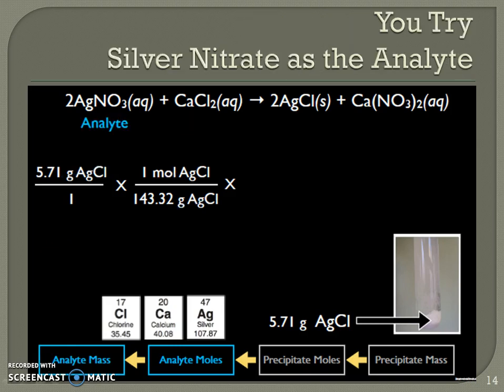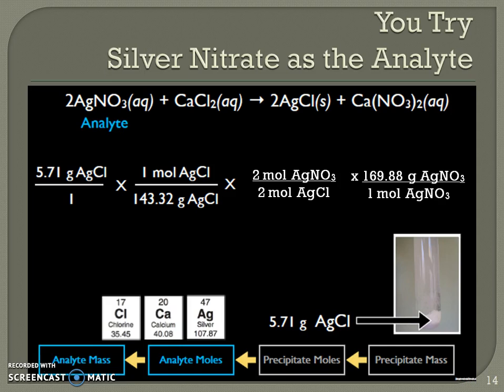Now, if you didn't already try the silver nitrate one as the analyte, you might want to give yourself an extra practice problem here with stoichiometry. Again, we're starting with the 5.71 grams of silver chloride, going to moles of silver chloride. You already have that information from the past problem, but now it's going to be a 2-to-2 ratio or 1-to-1. But again, I like to use the mole ratio that comes right out of the equation. And from there, we can go to grams of silver nitrate, giving us the 6.77 grams of silver nitrate we must have started with.